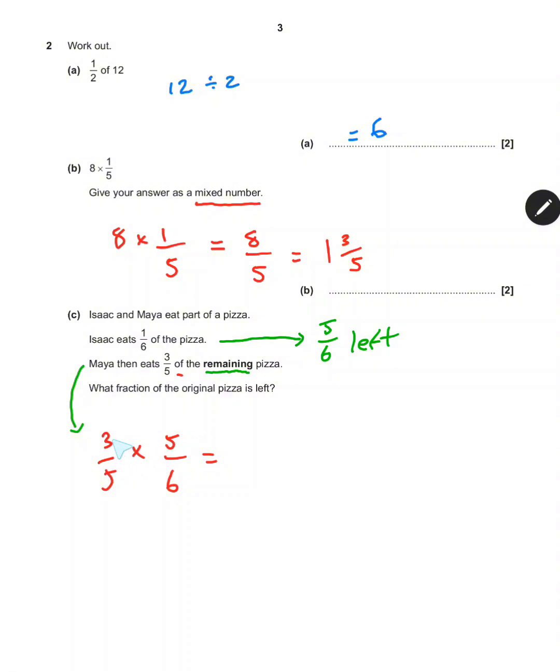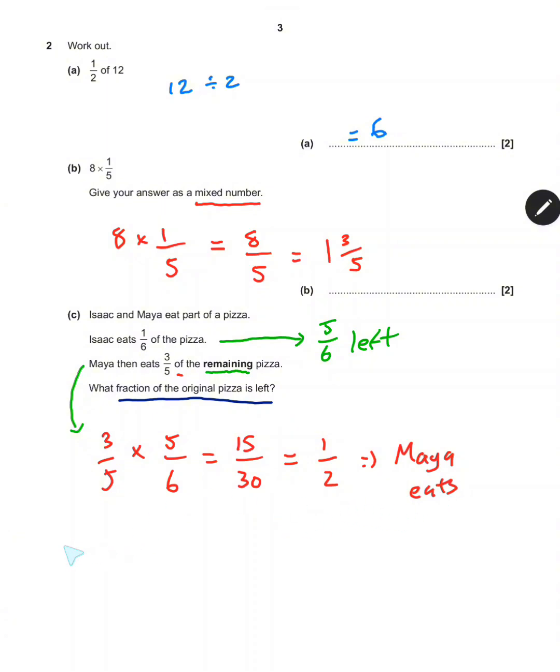And if we're multiplying fractions, we just multiply the top. 3 times 5 is 15, 5 times 6 is 30. 15/30 actually simplifies to a half. We know that that is what Maya eats. Let's just check the question. It says what fraction of the pizza is left overall?